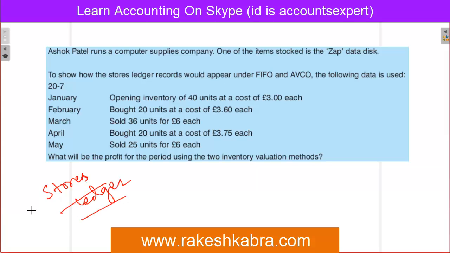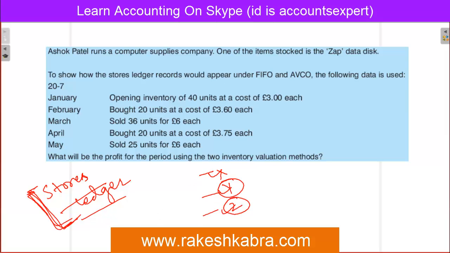In this ledger we will open one account for each material, or each product. Suppose in the business there are 3 products, X, Y and Z. For all these materials or products, I will open a separate account in the stores ledger. For X, I will open a separate account in the stores ledger. For the product Y or the material Y, I will open a separate account in the stores ledger. And the same thing I will do for product Z also.